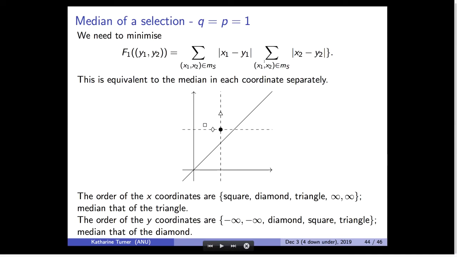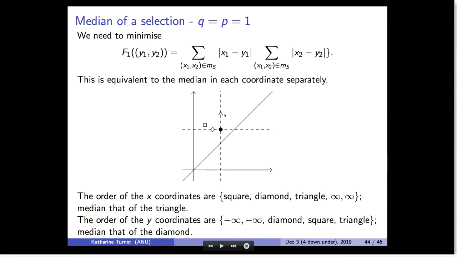Okay, so here I have an example where I have a triangle, a diamond, a square, and 2 copies of the diagonal. When I want to do this, the x coordinates become effectively square, then diamond, then triangle, and then infinity and infinity, where I've put infinity in for the diagonal. You can do these sums to see that infinity is the right choice. And so if I want to look at the x-coordinate, the x-coordinate should be the x-coordinate of the triangle.